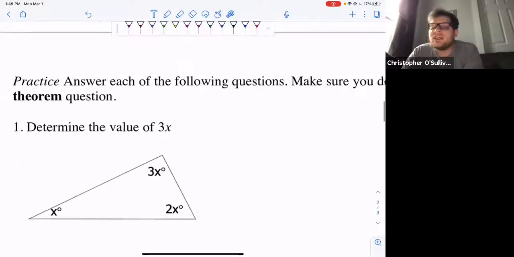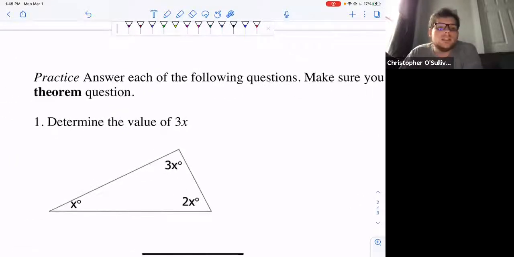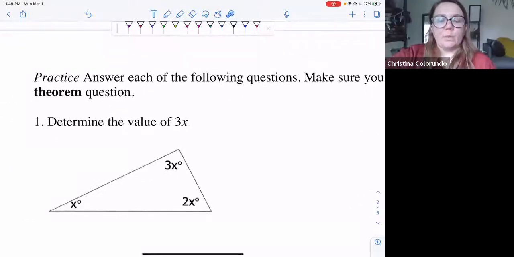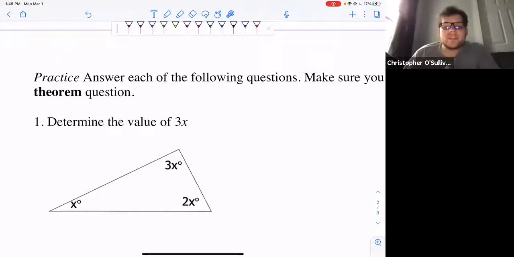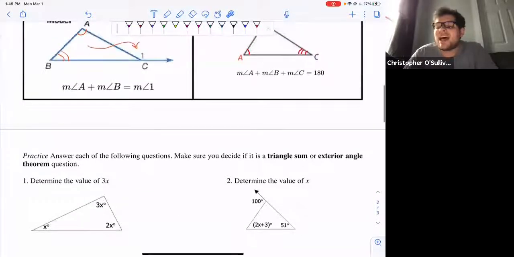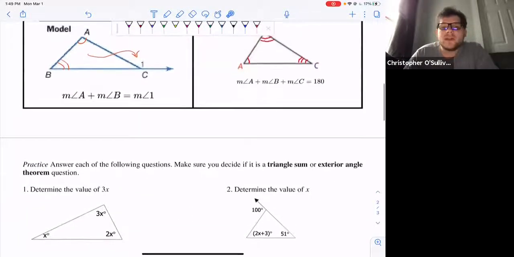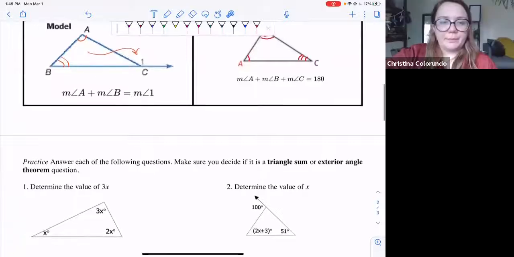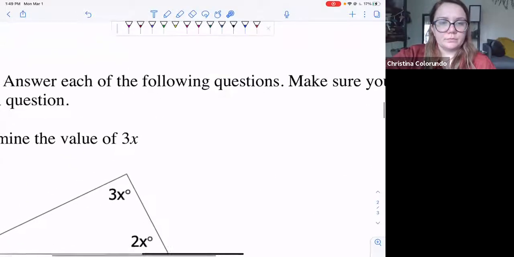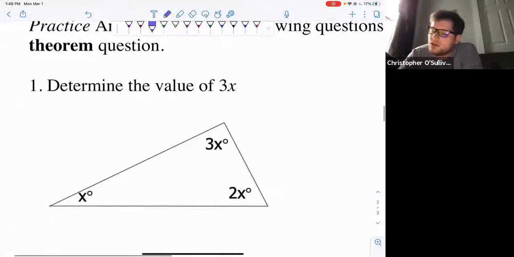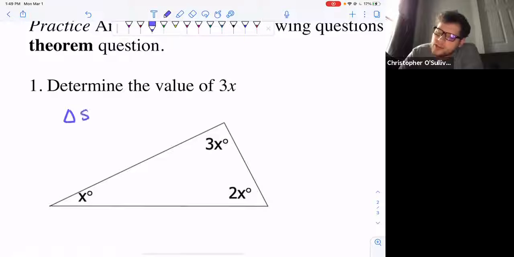So Miss C, can you read the question for number 1? Determine the value of 3x. So ladies, before we even go into this problem, we want to figure out if this is exterior angle theorem or triangle sum. And I think this is triangle sum. What do you think, Miss C? I agree with you. Perfect. So right now we're just going to write triangle sum right next to it, or above it, whatever your heart desires.